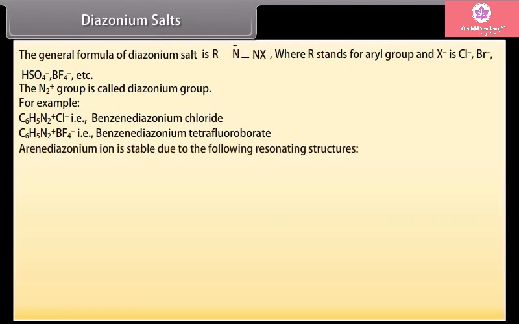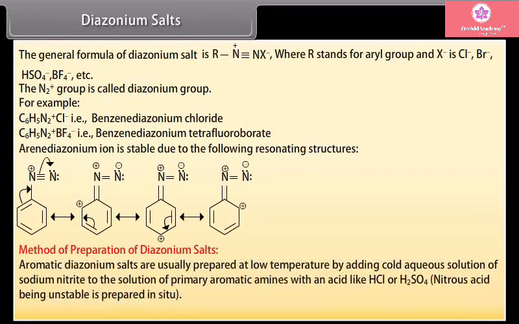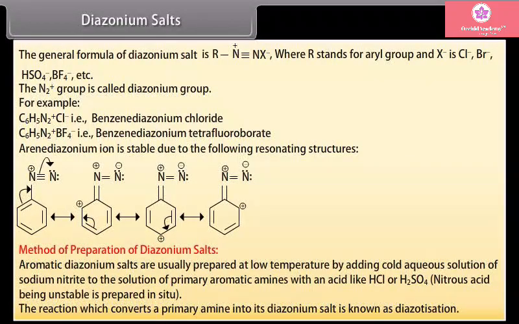Arene diazonium ion is stable due to the following resonating structures. Method of preparation of diazonium salts. Aromatic diazonium salts are usually prepared at low temperature by adding cold aqueous solution of sodium nitrite to the solution of primary aromatic amines with an acid like hydrochloric acid or sulfuric acid, because nitrous acid being unstable is prepared in situ. The reaction which converts a primary amine into its diazonium salt is known as diazotization.